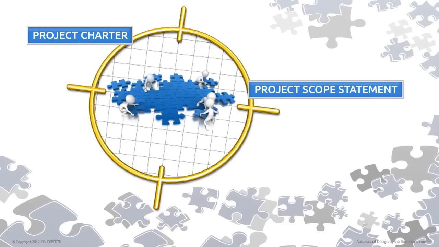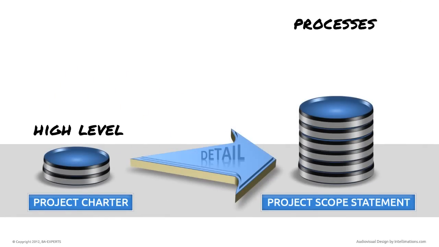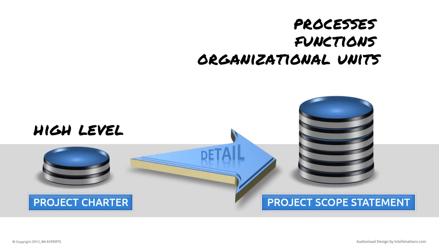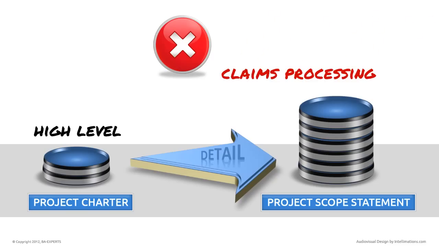As you can see, either delineates your project from the environment of the organization by establishing the boundaries for your project. Whereas the charter can be somewhat vague, the scope statement typically specifies business processes, functions, organizational units, roles or jobs, etc., that the project might affect or influence. It can also specifically exclude certain components, in our example claims processing, to further clarify what the project will not do.